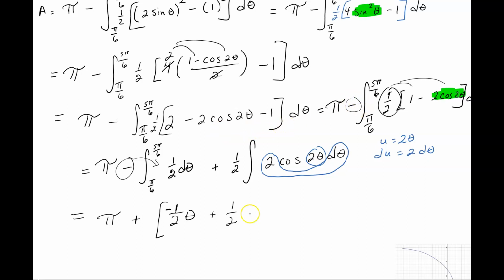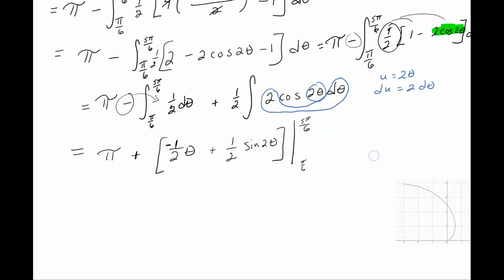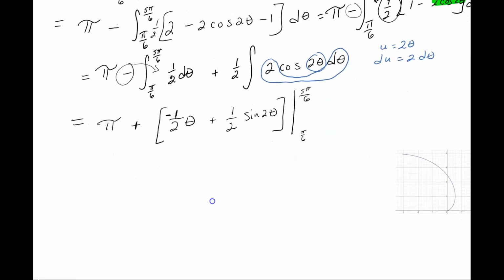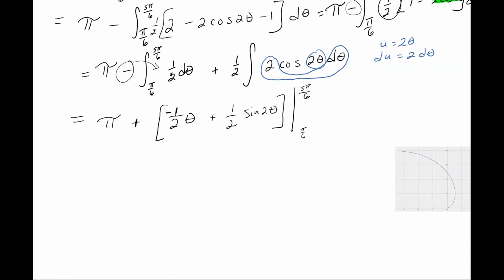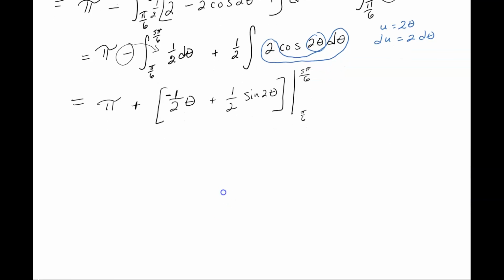Okay, so 1/2 sine of 2 theta. That's the integral for that, and it's going to be integrated from pi over 6 to 5 pi over 6. All right, so now here's where the unit circle comes into play, and you need to know the unit circle.